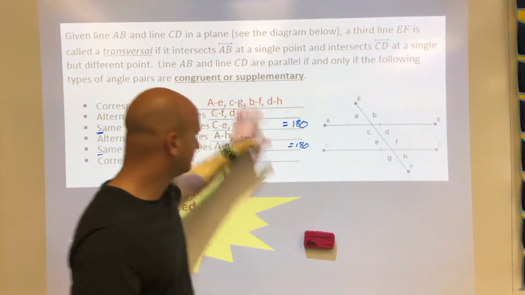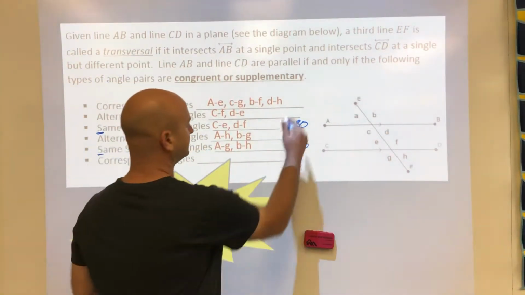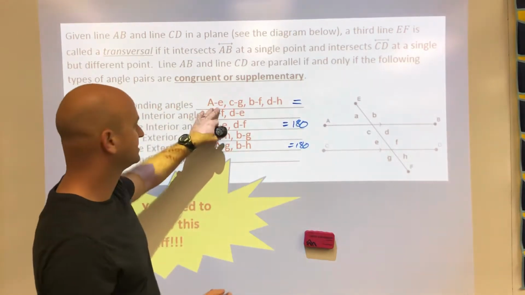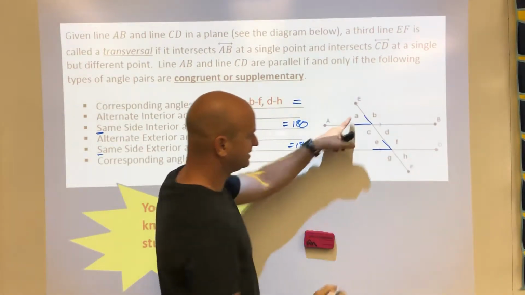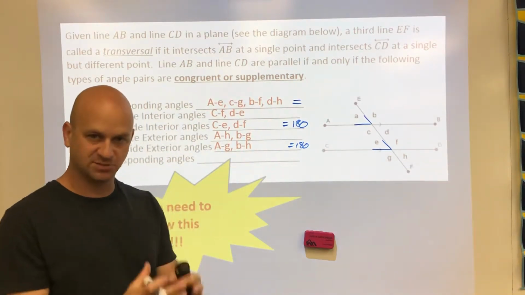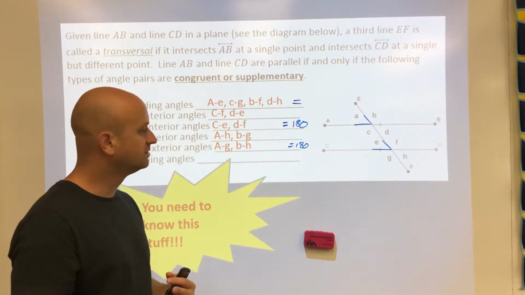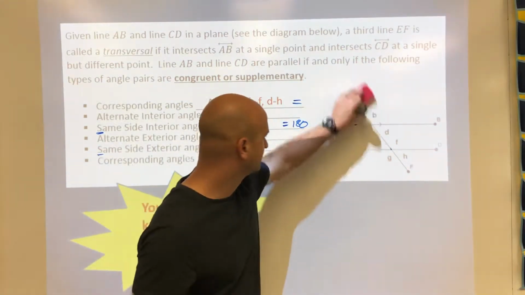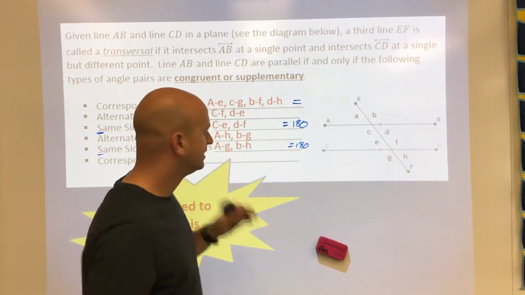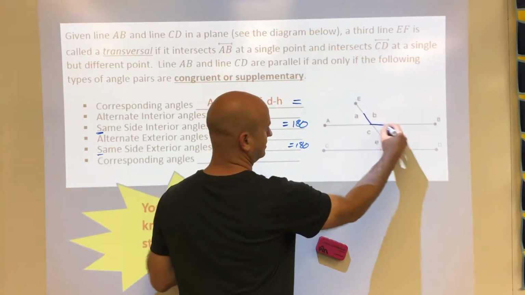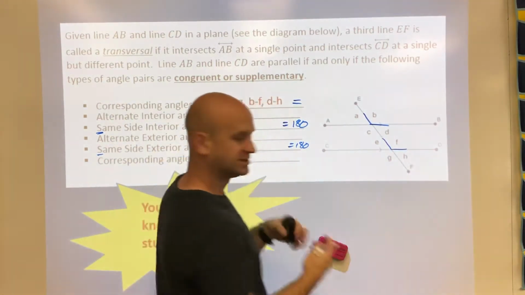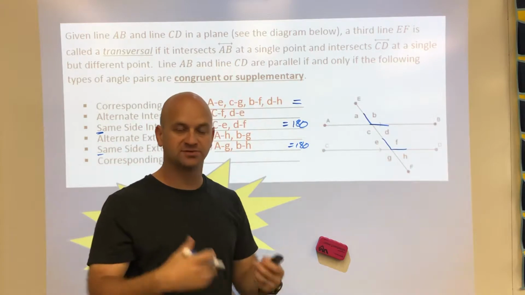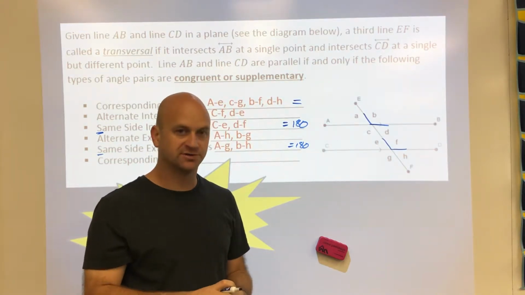Now, in the other examples here, all the other angles are going to be congruent. If we look at corresponding, for example, A and E, if we look at the size of A and E, they're both small. Because they're both small, they're going to be congruent. If we look at B and F, we notice that they're both big, and because they're both the same, they're going to be congruent.